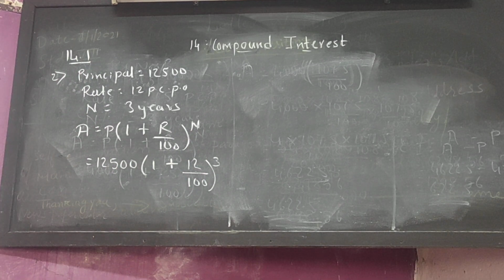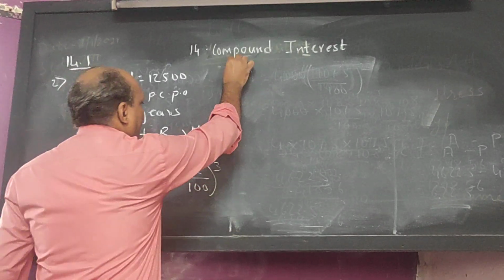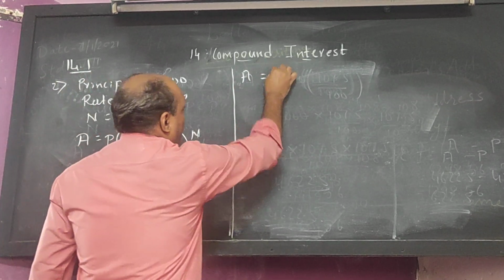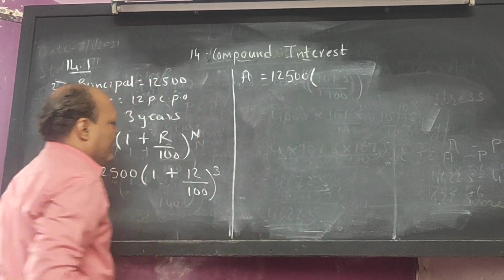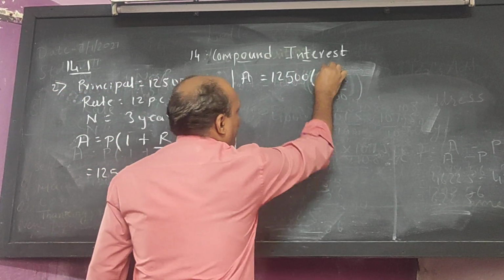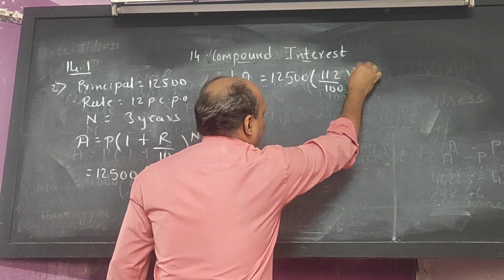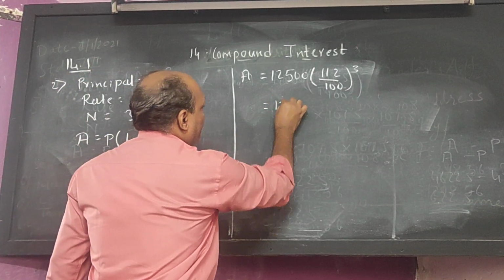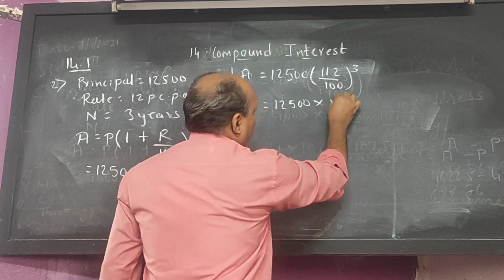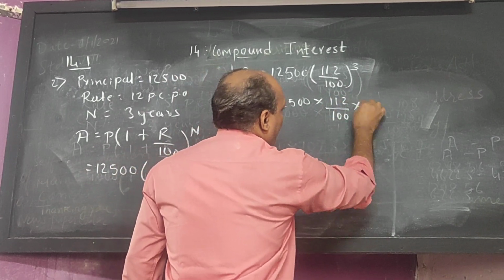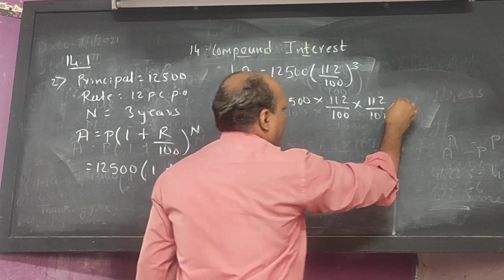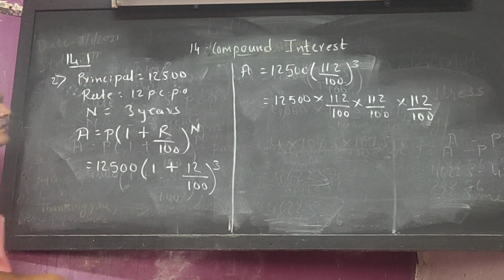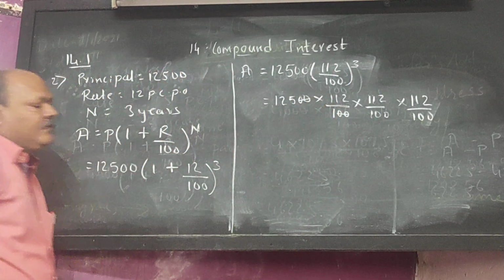I hope all of you understood it here. Amount is equal to 12,500, (100 plus 12) that is 112 upon 100, raised to 3. I hope all of you understood it here. Now 12500 into 112 upon 100 into 112 upon 100. 3 times you have to multiply. Cube is there, so you have to multiply 3 times. Now we'll go for cancellation. Those 0 get cancelled.